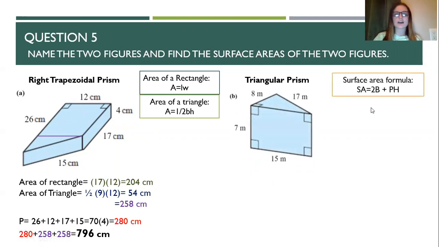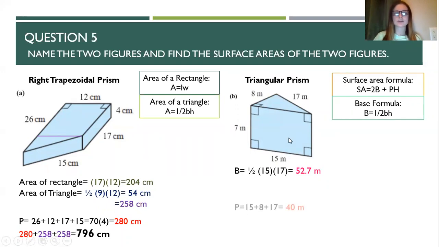So to figure out our surface area for our triangular prism, we have to know the formula, which is surface area equals 2 times the base plus perimeter times the height. And then we have to know our base formula, which is base equals 1/2 little base times height. So let's begin. So base equals 1/2, 15 times 17 is equal to 52.7 meters.